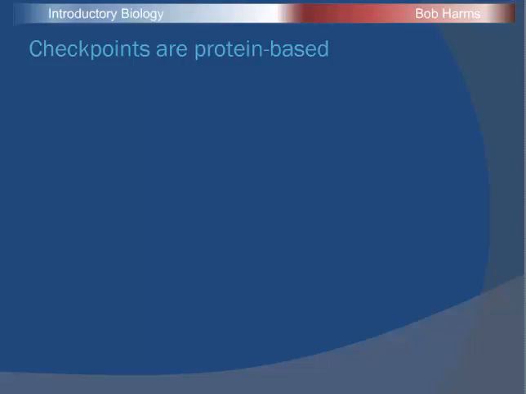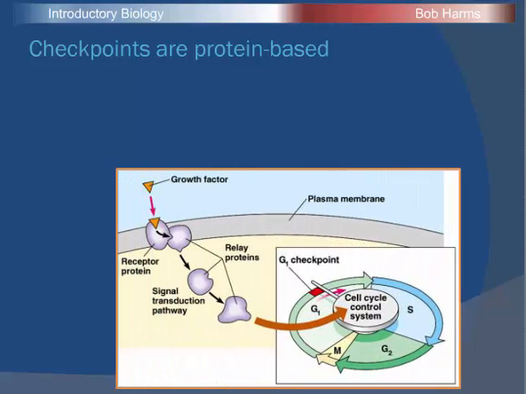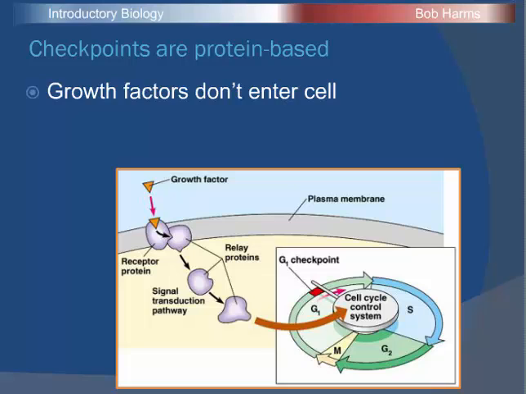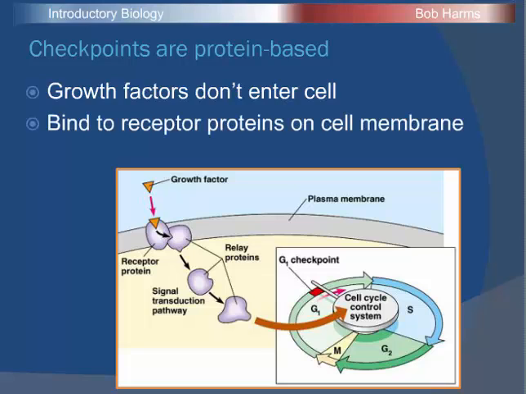Not surprisingly, these checkpoint systems are all protein-based. Remember, proteins are really kind of where it's at in terms of cell structure and function. And so these growth factors don't actually enter the cell, but instead you have receptor proteins that stick outside of the membrane of your cell. And if the growth factor is present, it will bind to the receptor protein, causing a whole series of chemical reactions to be passed into the cell.